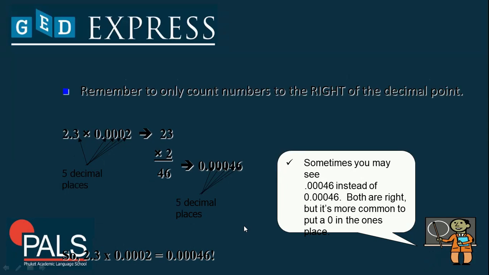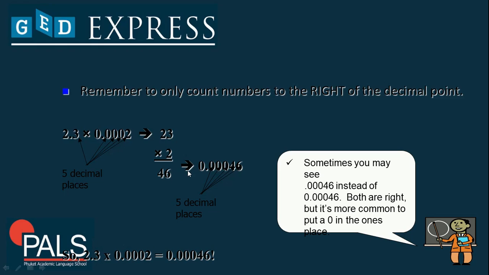Now remember to only count numbers to the right of the decimal point, and you should not include the one that is a whole number. Now, in this case, we have 2.3 times 0.0002. If you're going to count the number of decimals, that will be 1, 2, 3, 4, 5. So there are 5 decimal places in total.